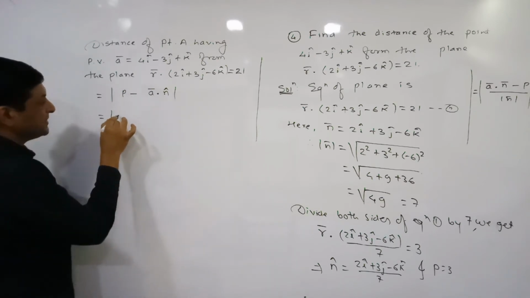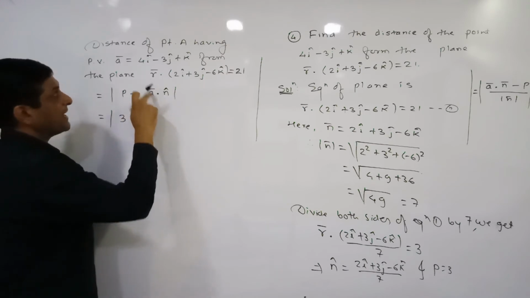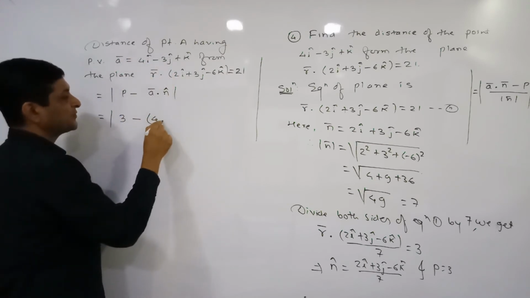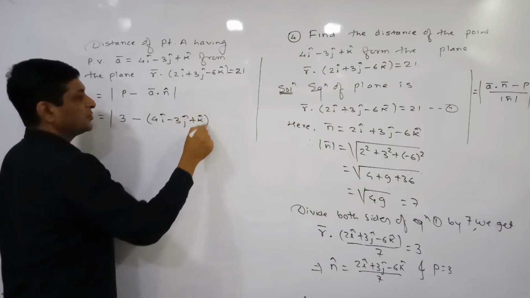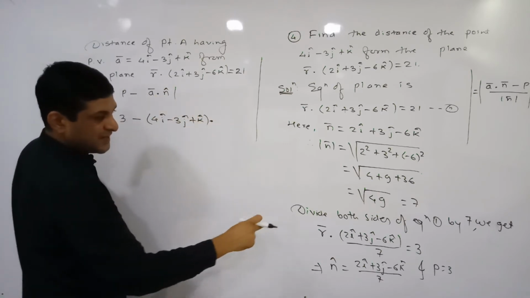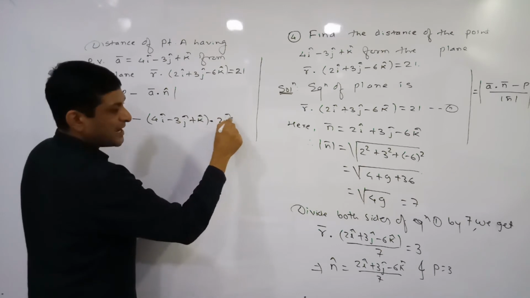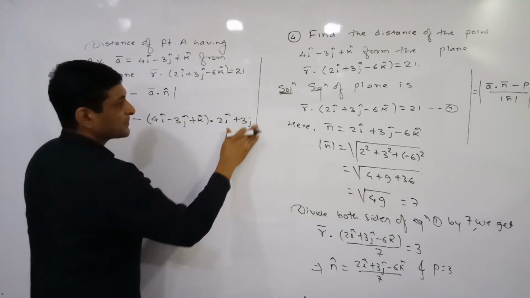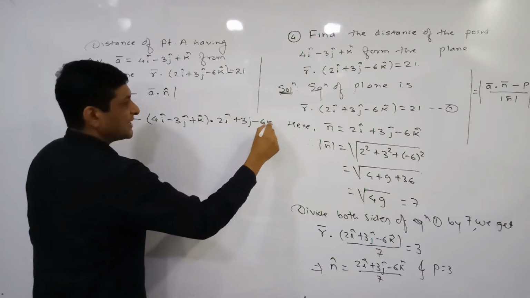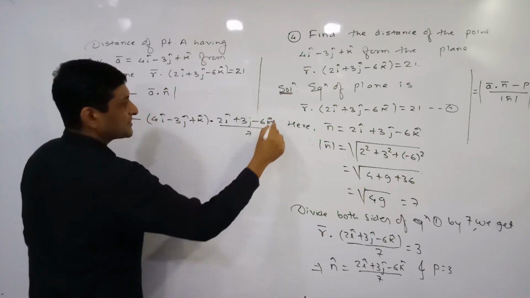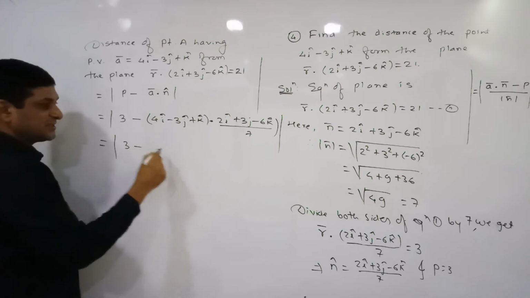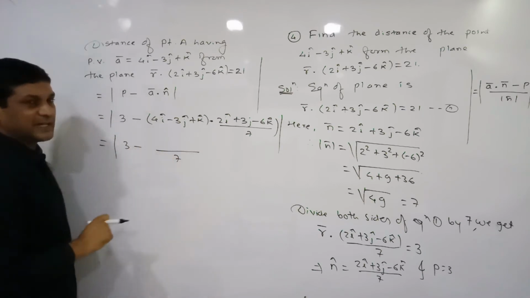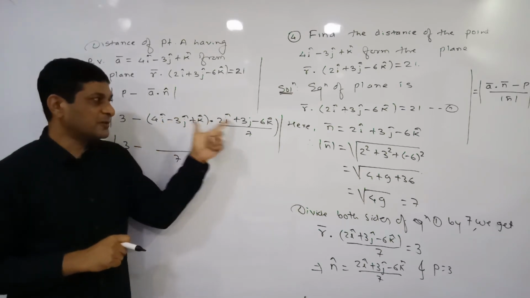So I am replacing p by 3 minus a bar. What is the value of a bar here? 4i cap minus 3j cap plus k cap, dot n cap. What is the value of n cap here? 2i cap plus 3j cap minus 6k cap divided by 7. Okay, so which is equals to, keep this 3 as it is, and in the denominator 7 also keep it as it is. Just we are finding the dot product of these two vectors.